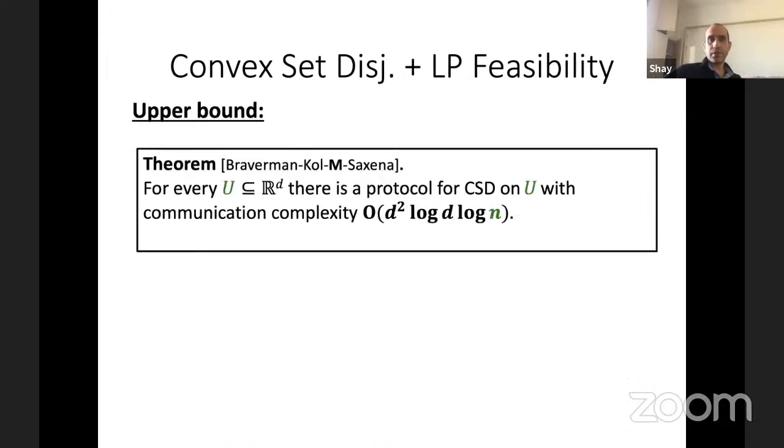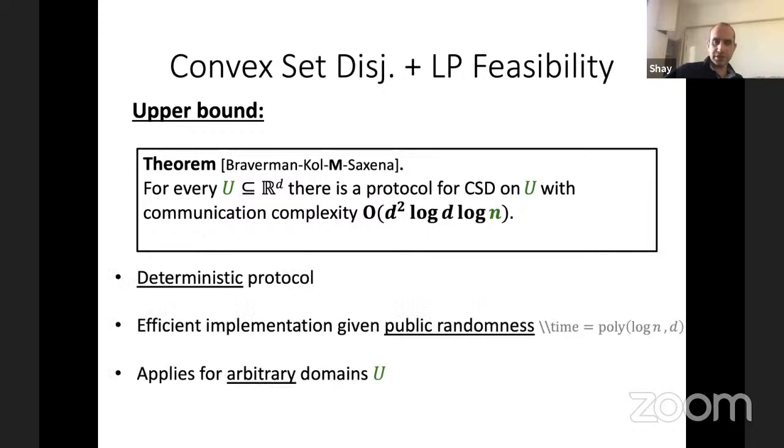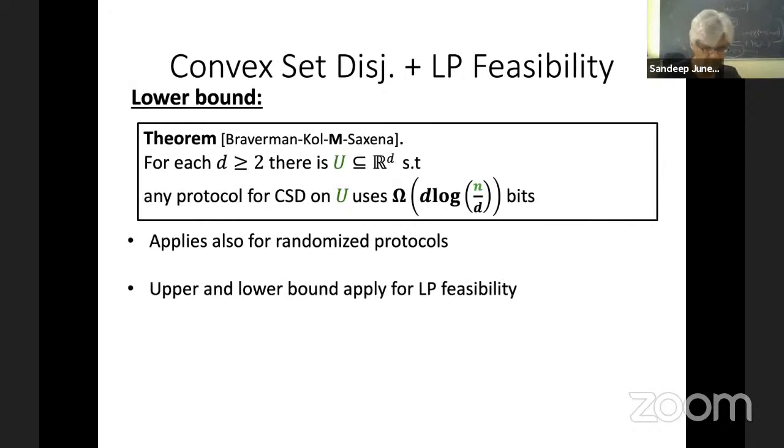Now, we basically match, up to this log d term, the bound of Vempala et al. for grids, but we do it for arbitrary U. So we get O d squared log d log n communication complexity for these problems. Again, it's a deterministic protocol. It can be efficiently implemented given public randomness, and it applies for arbitrary domains, not necessarily grids. And as for lower bounds, we give again the same lower bound as before, d log n over d.